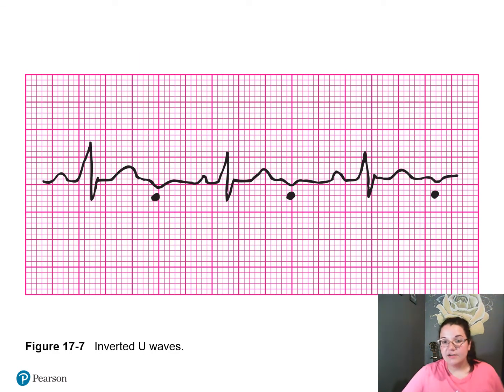All right, here goes your inverted U, so you can see here is my P, here's my Q, R, S, T, and then what's this right here? U. See it right here? U. And it's inverted, so it kind of looks like what? A U.